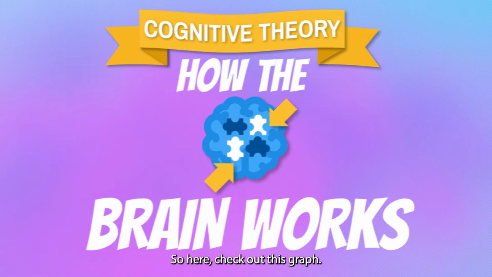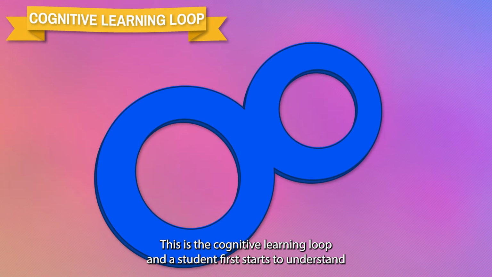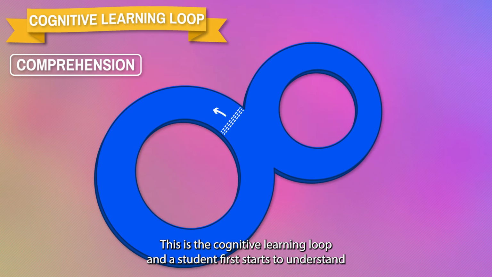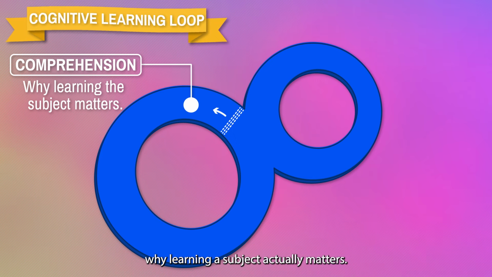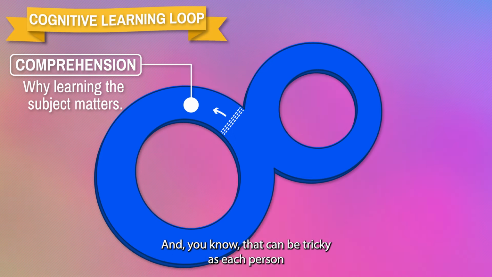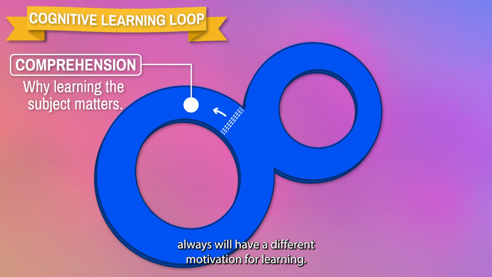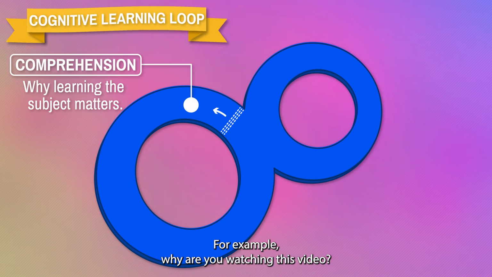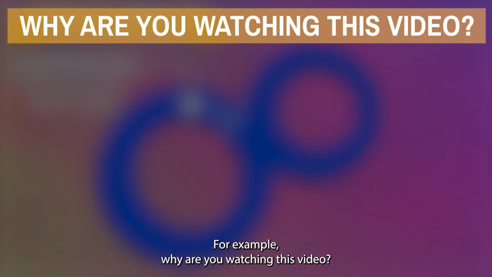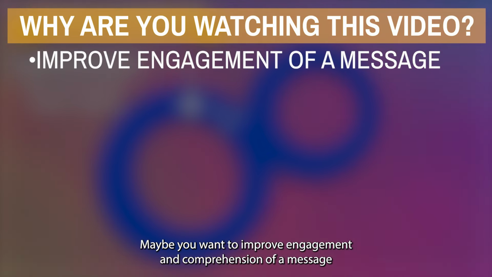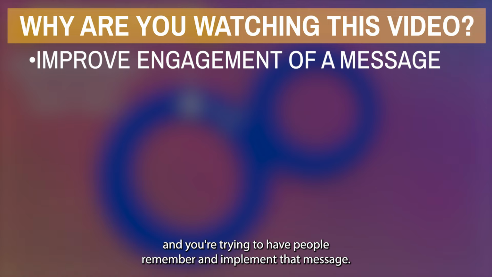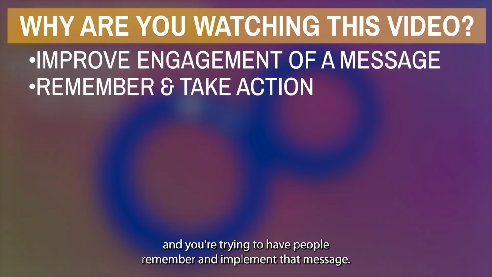So here, check out this graph. This is the cognitive learning loop, and a student first starts to understand why learning a subject actually matters. And that can be tricky, as each person always will have a different motivation for learning. For example, why are you watching this video? Maybe you want to improve engagement and comprehension of a message you want to give, and you're trying to have people remember and implement that message.